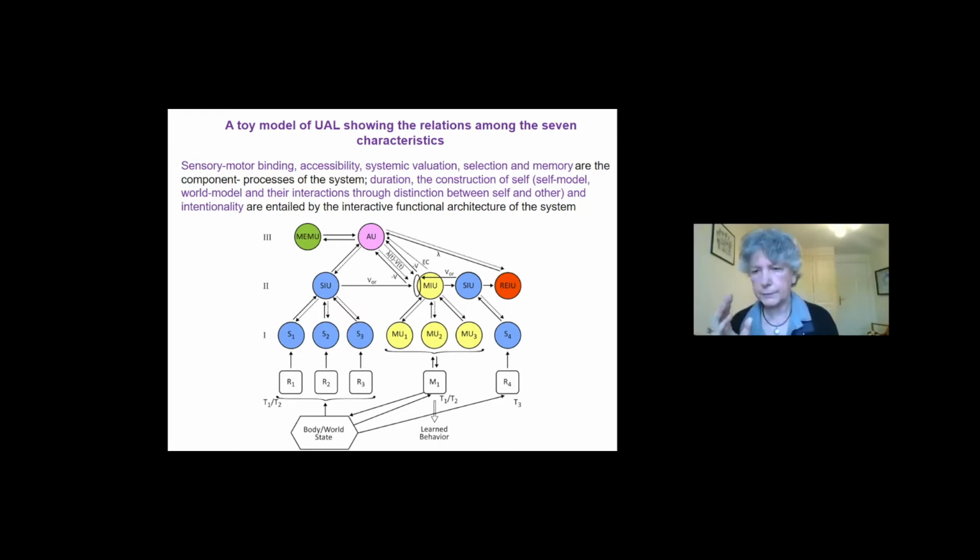So this kind of system is the basic architecture, the very, very primitive description of the architecture that we think is necessary for unlimited associative learning. And this is the architecture we think is implementing minimal consciousness. Lots of things, as I said, don't go into it, and we can discuss them later if you want.